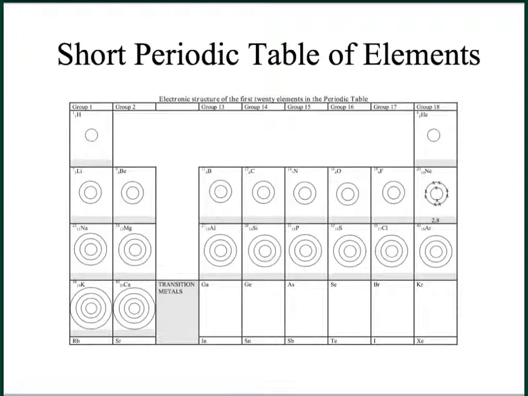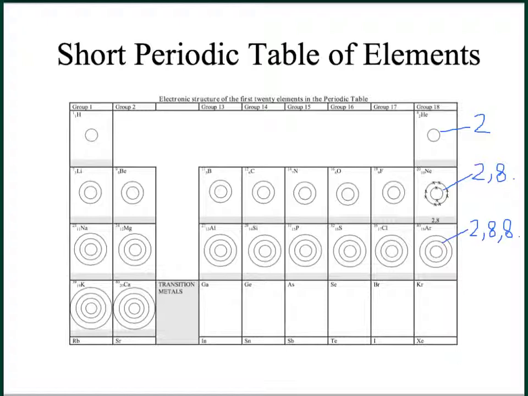First of all, if an element is in group 18, that's this last group here, then it has a full shell of electrons. Its outer shell is full. So helium has got the first shell full, so its electron configuration is just 2. Neon is full, so its electron configuration is 2, 8. Argon is full, so its electron configuration is 2, 8, 8.